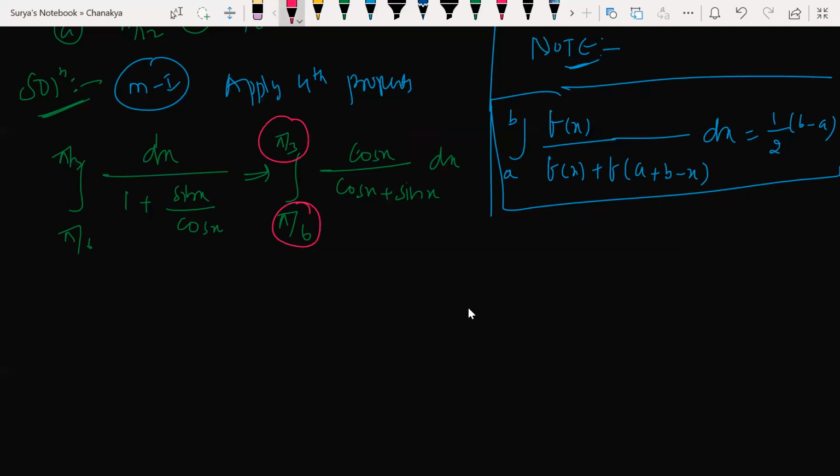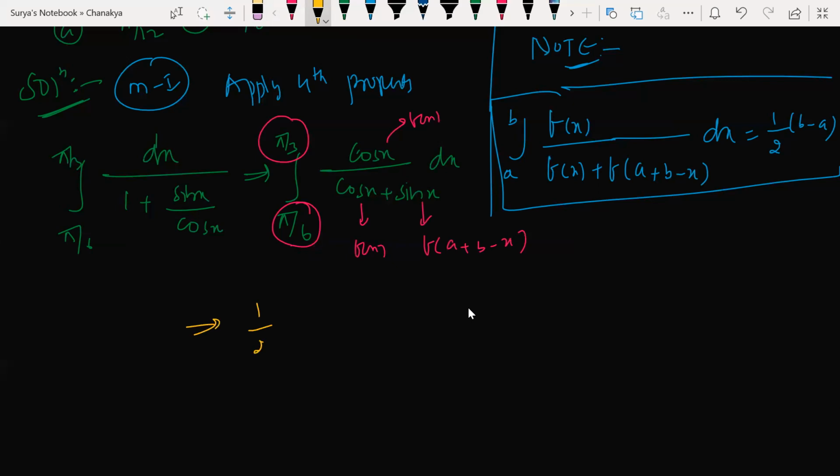F of x is cos x. And f of a plus b minus x is this one, right? So 60 plus 30, 90 minus x. So sin of 90 minus x is cos x only. So this is how we write it now.